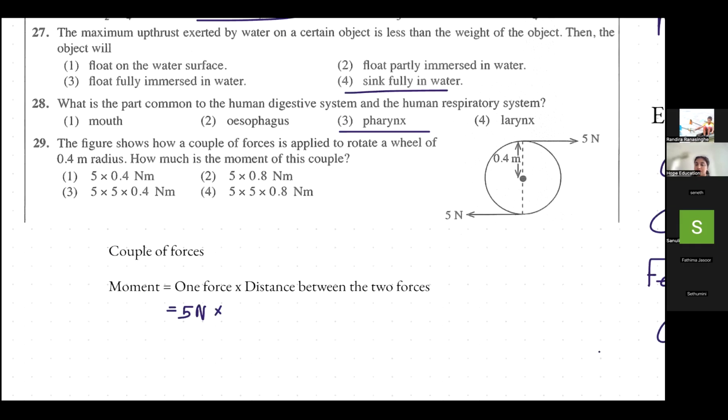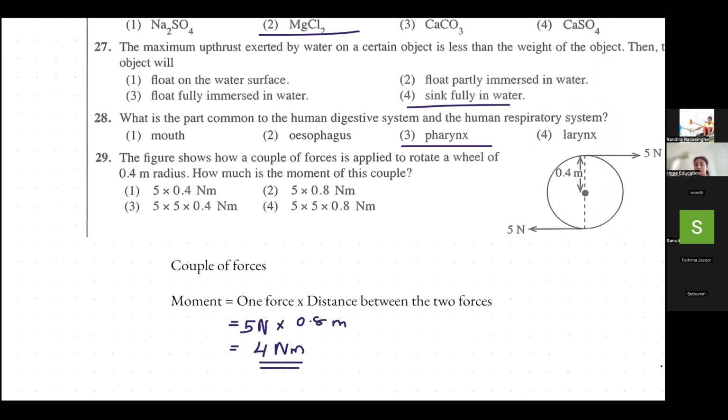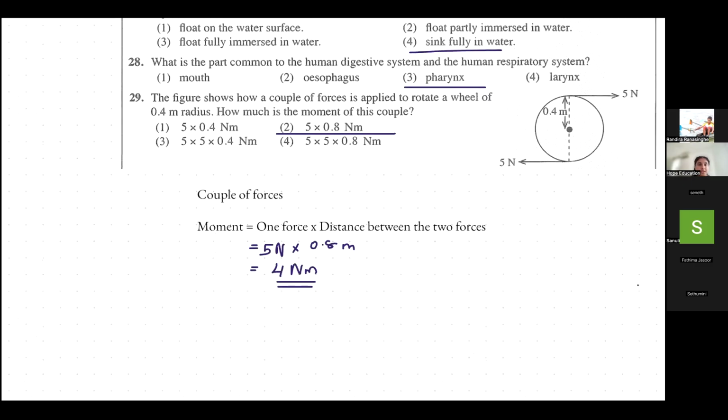Here the distance is 0.4, and here the distance is 0.4. So the distance between the two forces is 0.8 meters. So 5 times 8 is 40. With the decimal place, that means 4 Newton meters. The calculation is not asked here, not the final answer, they're asking for the calculation. So that is 5 times 0.8. Let's move on to the rest of it.